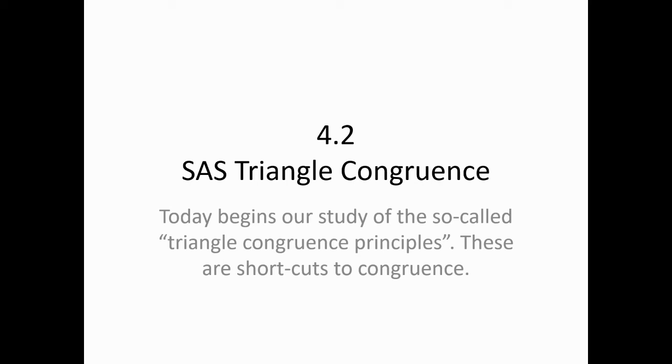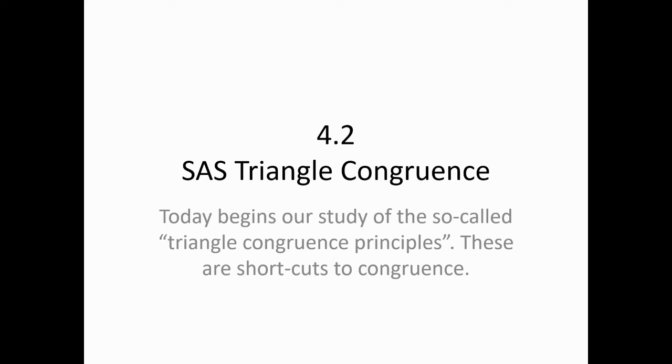All right, here we are in section 4.2. In the previous section, I defined congruence for you. We talked about the symbol for congruence. We talked about so-called CPCPE, corresponding parts of congruent polygons are equal, which is really just what congruence is.